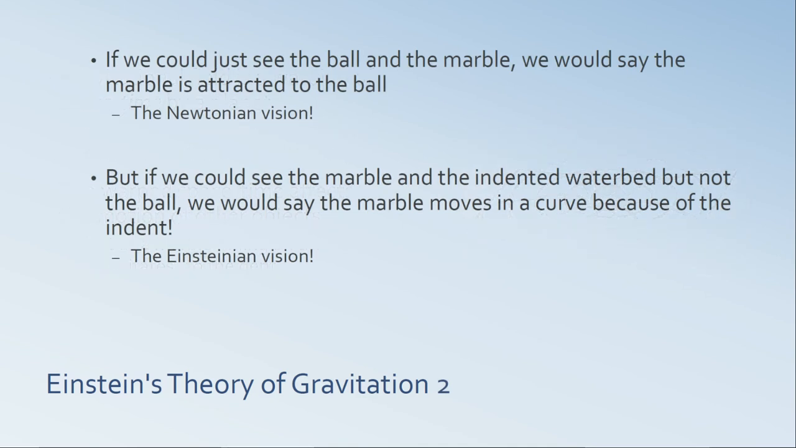So if we had something where we could use some CGI to erase part of that picture before, if we could just see the ball and marble interacting with each other. So here's the bowling ball, and we would see the marble coming closer to the ball. Okay. And we would say, oh, the marble is attracted to the ball, which was Newton's vision of gravity. But now if we use CGI to erase the ball, but we could still see the bed, we would say, oh, the marble is moving in a curve because of the dent in the bed. And that's Einstein's vision of gravity.